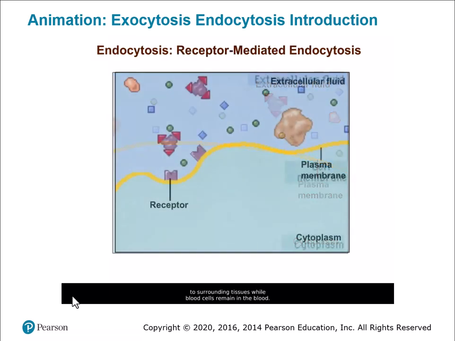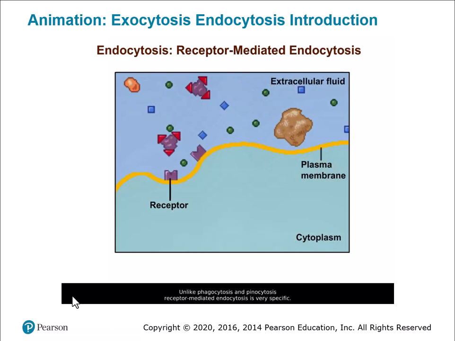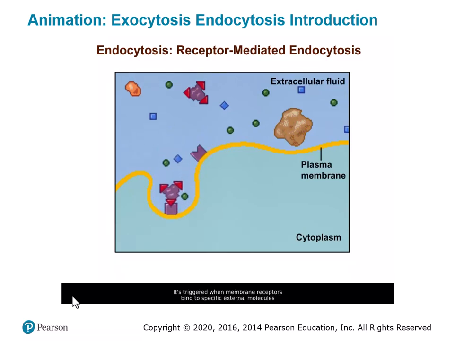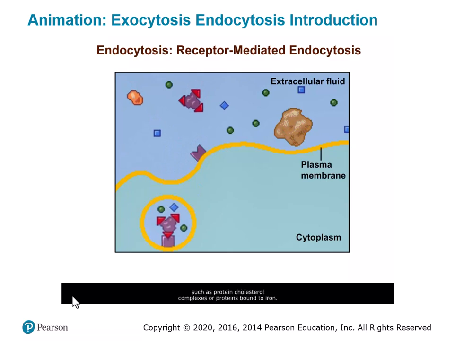Unlike phagocytosis and pinocytosis, receptor-mediated endocytosis is very specific. It's triggered when membrane receptors bind to specific external molecules, such as protein cholesterol complexes or proteins bound to iron. Membrane vesicles pinch off, and the external receptor and its cargo are brought into the cell.